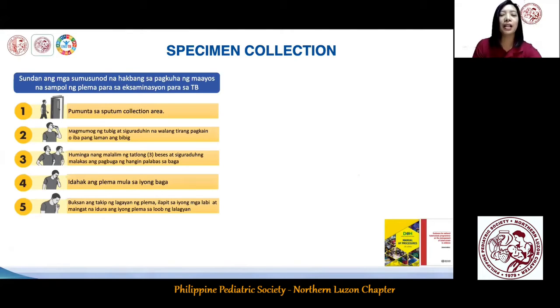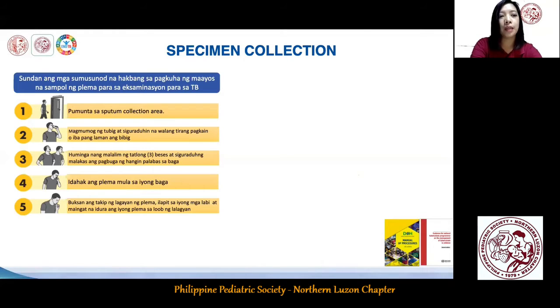I still get calls asking how should we collect our sputum or your gastric aspirate. So let's go through them briefly. For sputum collection, proceed to your collection area, gargle, and then make sure that you thoroughly wash your mouth. Take a deep breath and then exhale. Do this 3 times, 3 beses. But on the 3rd exhalation, you cough out forcefully so as to produce a sputum sample that you will put in your specimen bottle.